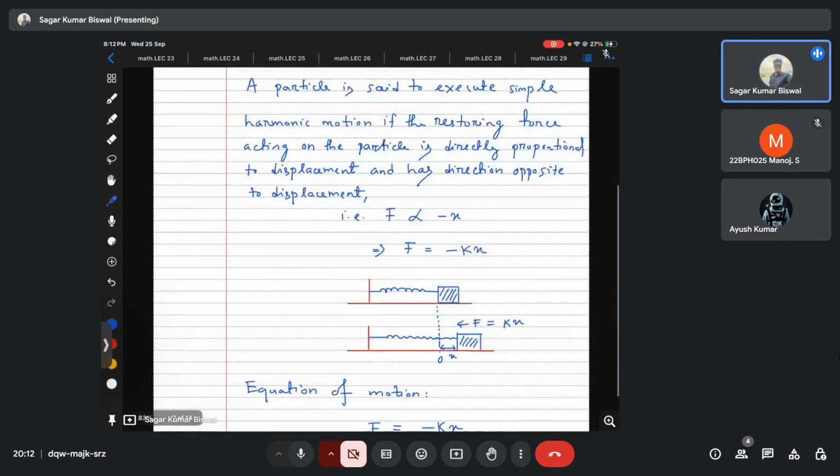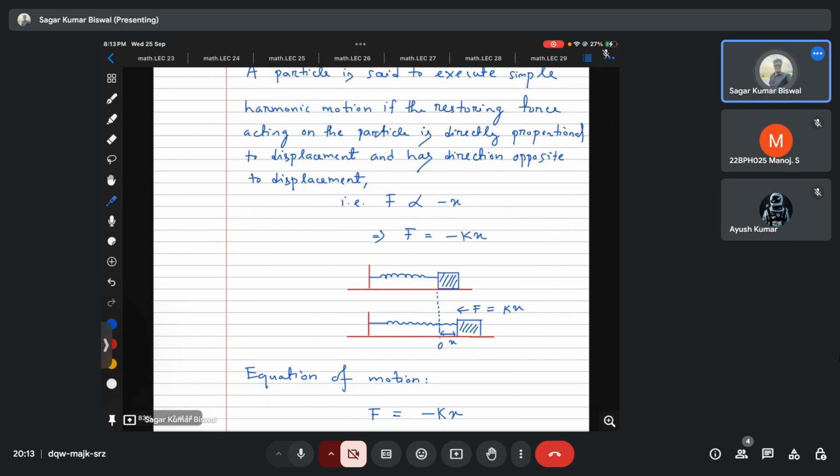right? So if there is a mass system here in this case, here is a mass and this is the spring and this is now in the rest position. Now if you stretch the spring or just pull the mass here, then the spring will stretch, this is the spring mass system, right?